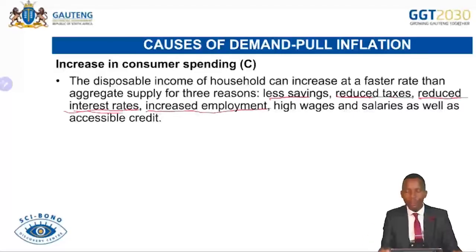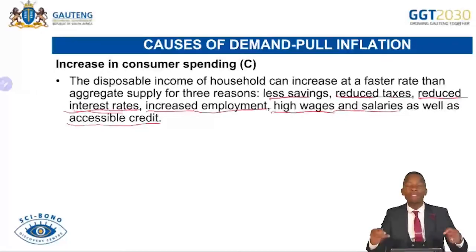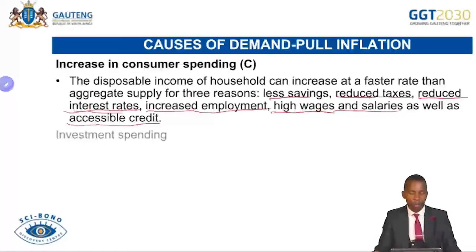High wages. If ever people are earning more wages, obviously they will be demanding more goods and services. So if there are more wages and salaries, as well as accessible credit, if ever the commercial banks or reserve bank is very much lenient on giving credit, or if the credit is more accessible within the economy, that can lead to more money being made available, and then there will be a greater demand for goods and services which are very much scarce or limited within the economy.